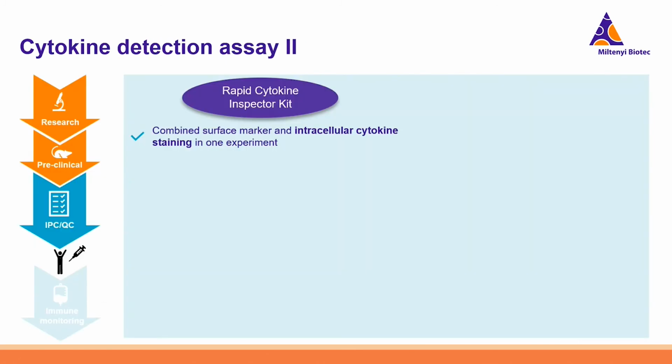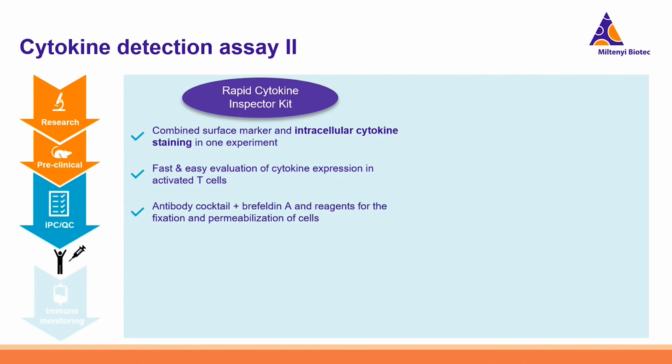The second possibility to assess the cytokine response is the rapid cytokine inspector kit. Similar to the MaxPlex kit, this cytokine assay is also most relevant in the research and preclinical phase, as well as IPC-QC during manufacturing. This kit allows you a combined surface marker and intracellular cytokine staining in one experiment. It's a fast and easy solution for activated T cells.